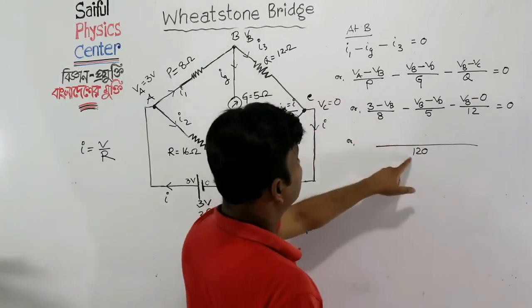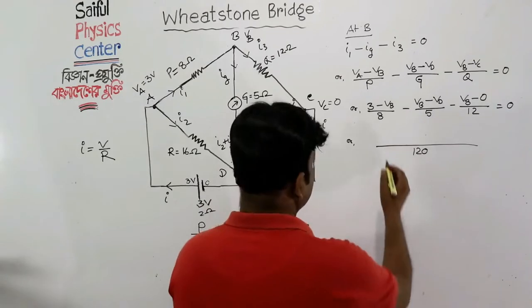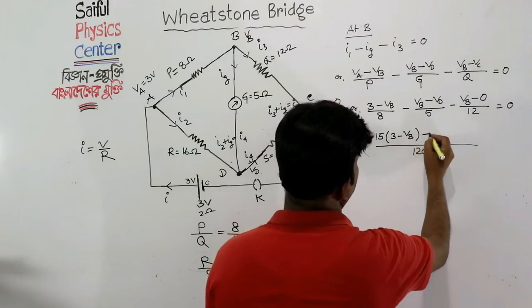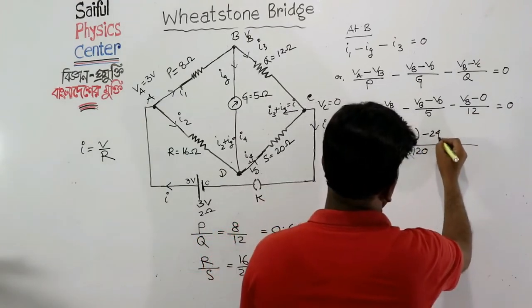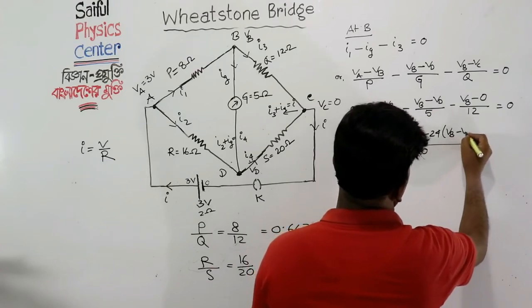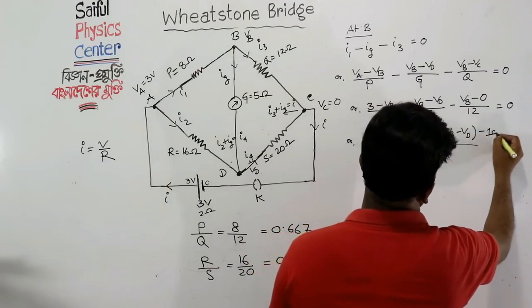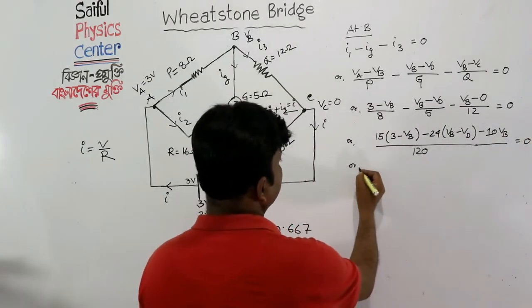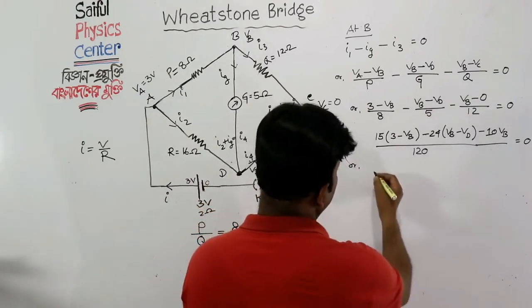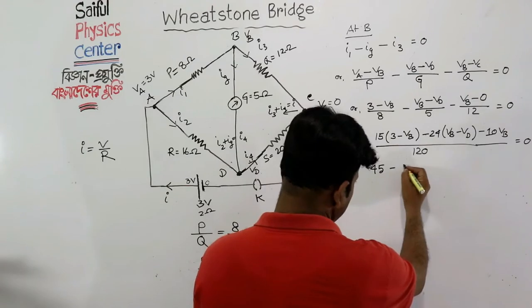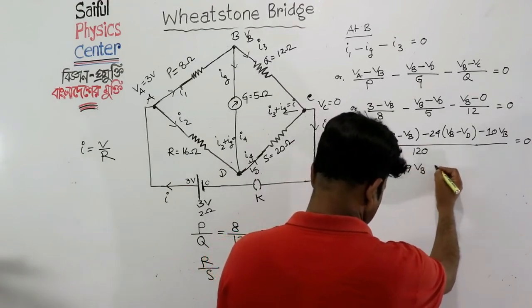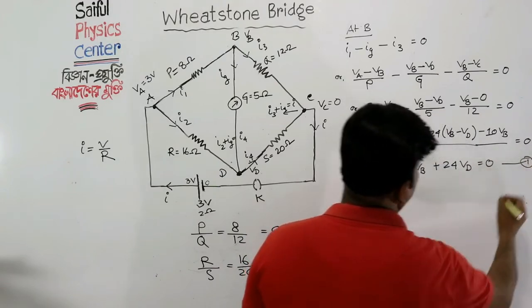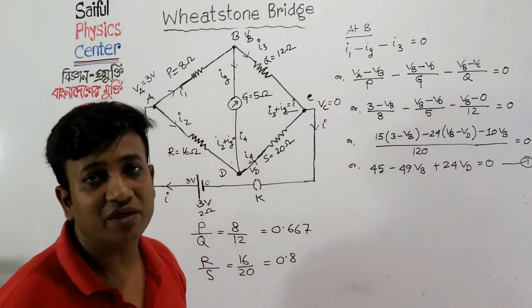Okay, then here we can write 15 into 3 minus VB, minus 24 times VB minus VD, minus 10 VB equals 0. Next, after calculation, we can write 45 minus 49 VB plus 24 VD equals 0. Let this be equation number 1.